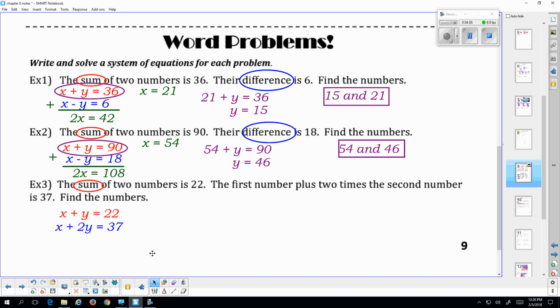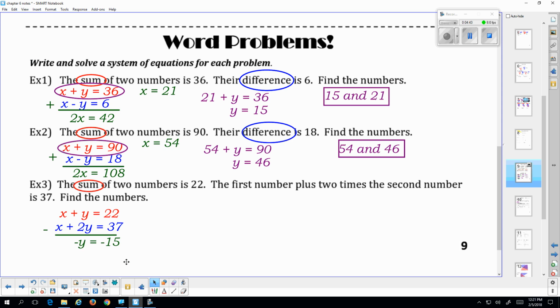Find the two numbers. Now what I'm going to do here, we still have standard form, so we have x and y on the same side. I'm going to use elimination, but the problem is I can't add the equations like I've been doing up here, because if I add them, x plus x is going to give me 2x, y plus 2y is going to give me 3y. So what I'm going to do instead is subtract them, because when I subtract them, x minus x, that will cancel. Now let's do y minus 2y. And 22 minus 37. What am I going to get?